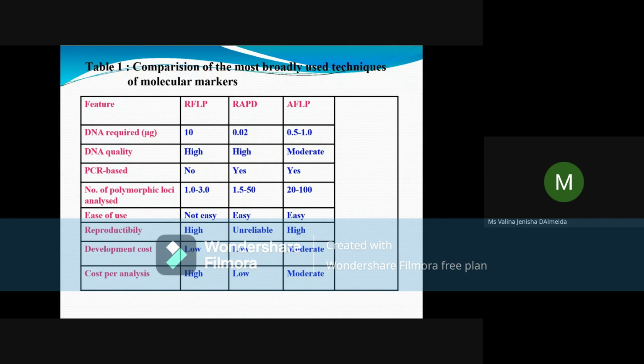RAPD is unreliable. You know the reason: the sequence is not understood well and the primers are not understood well. It is very random, with no prior information. So RAPD becomes very unreliable.